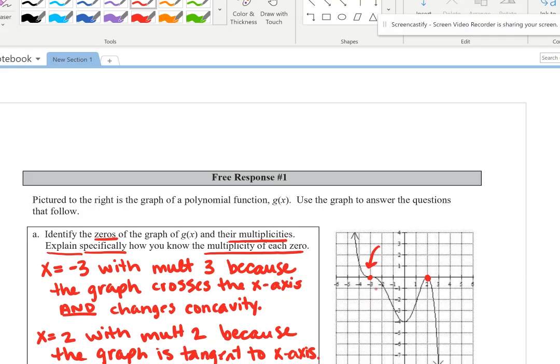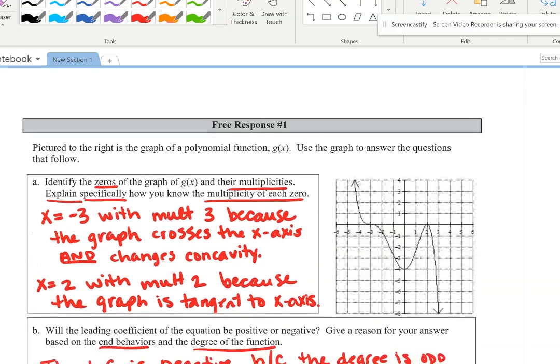And we know that -3 is a multiplicity of 3, not because of the chill, but because the graph crosses the x-axis and it changes concavity. All right, and then that's what gives us that different type of shape right there. And then x equals 2 has a multiplicity of 2, not because of the bounce, but because the graph is tangent to the x-axis, which means it's only touching once at that spot.